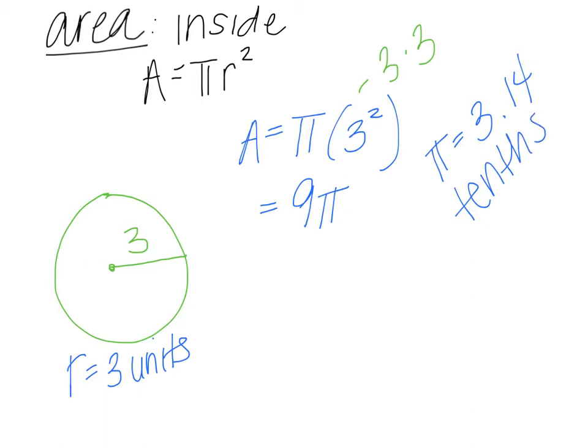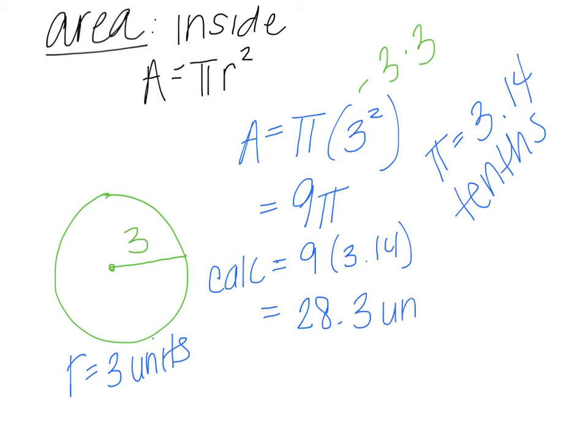So in my calculator, I'm going to do 9 times 3.14, and I'm going to round to the nearest tenth. So it ends up being 28.3, and then I need to include units squared.